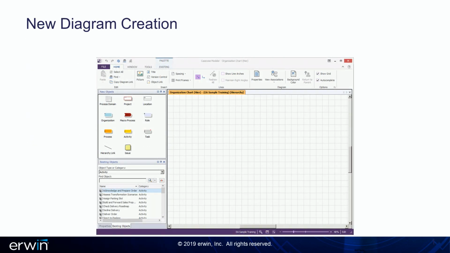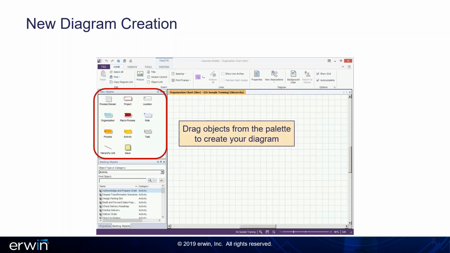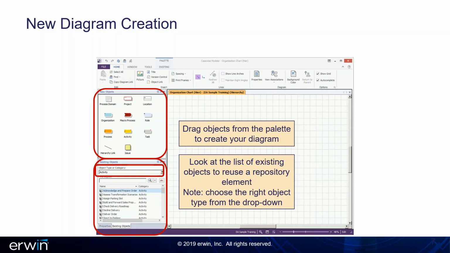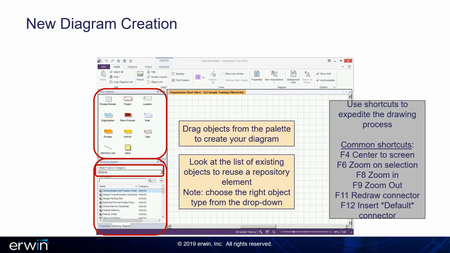When you create a new diagram, you have the new objects palette on the left, which is where you can drag on new objects. You can also look at your existing objects and drag on things that are already in your model. The common shortcuts to use would be F4, F6, F8, F9 for zooming in, zooming out, centering on the screen, and zooming on a specific selection.